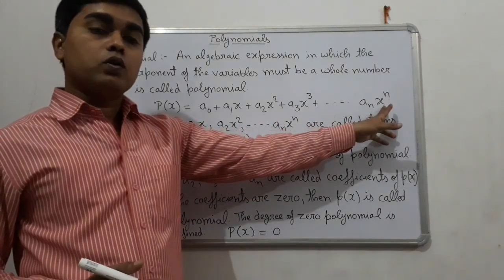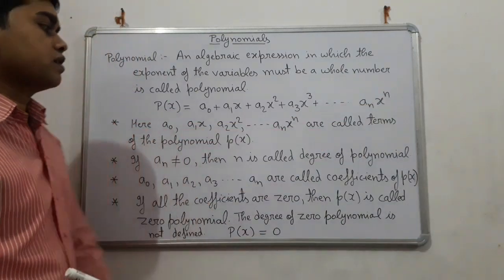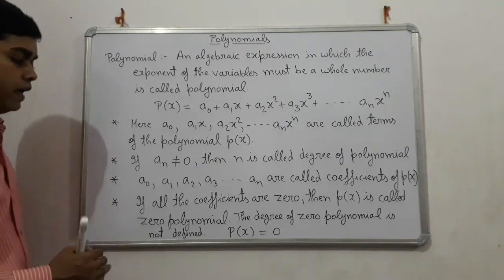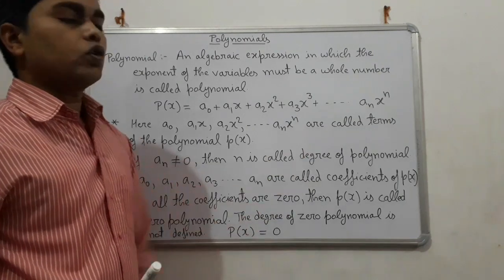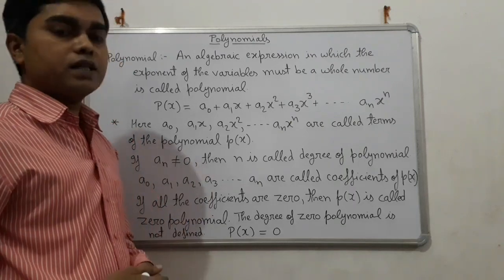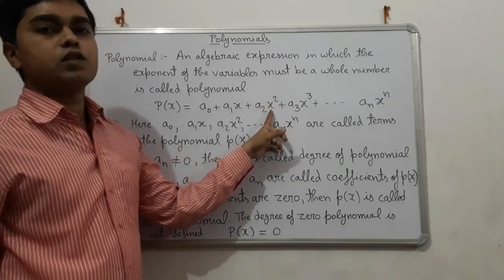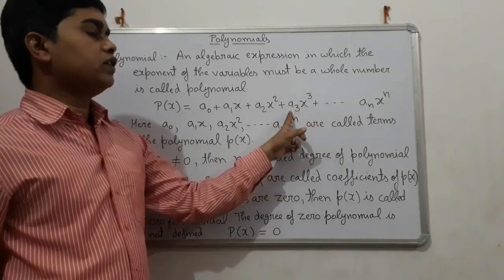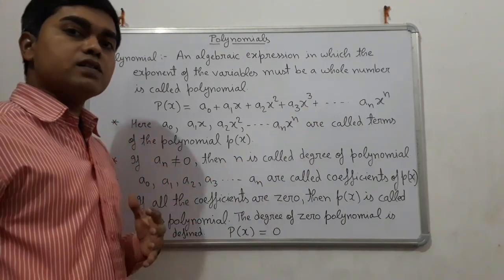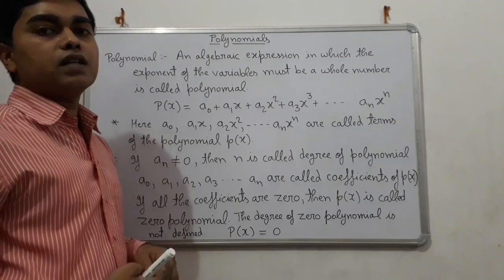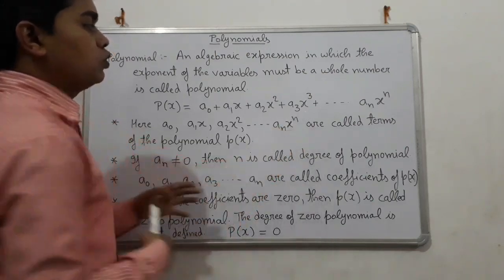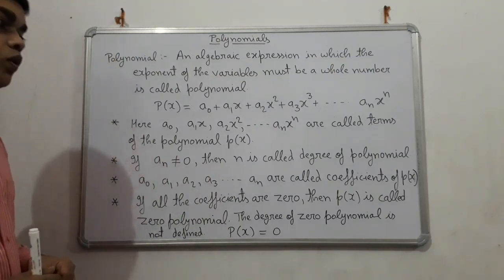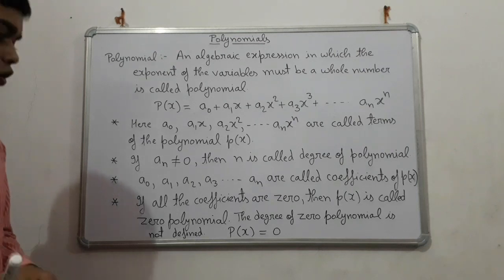If an is not equal to 0, then x to the power n means n will be degree of this polynomial. And children, a0, a1, a2, a3, an are coefficients of p(x). Means suppose I am asking what is the coefficient of x square, then you will tell a2. What is the coefficient of x cube, then you will tell a3. Means whatever is written with that variable, that is the coefficient of that x cube or x square, whatever is given.